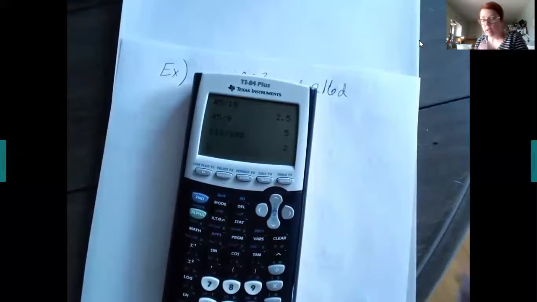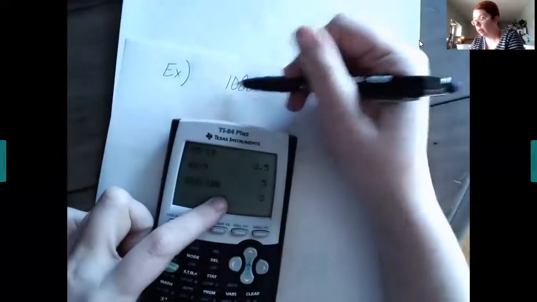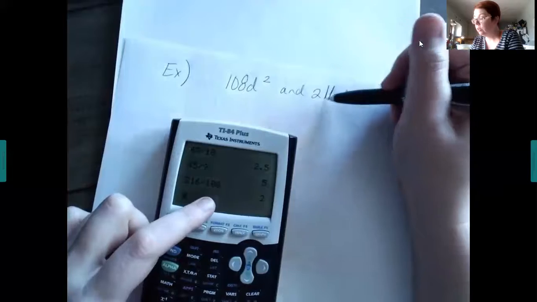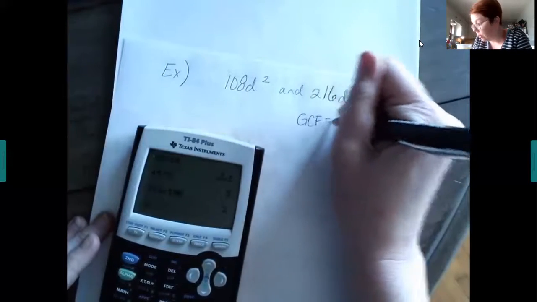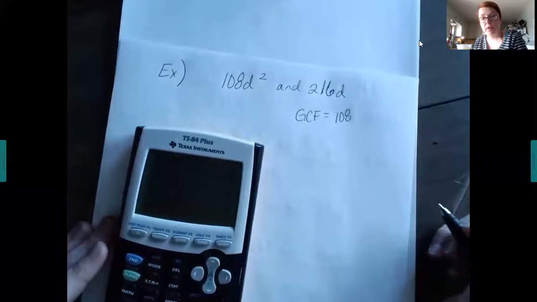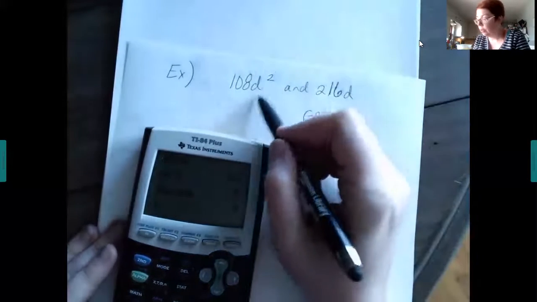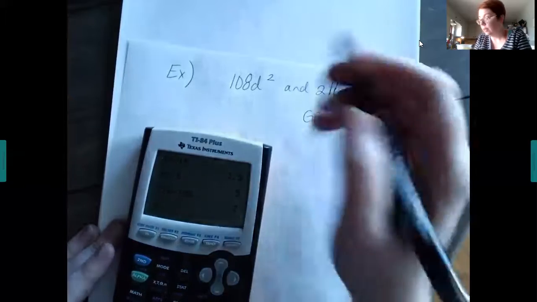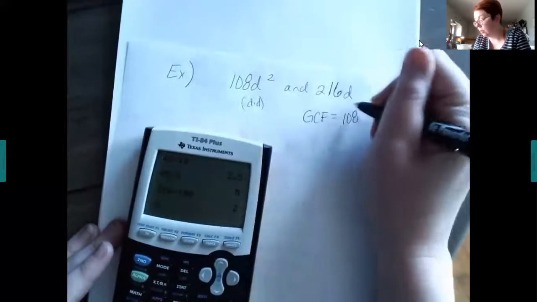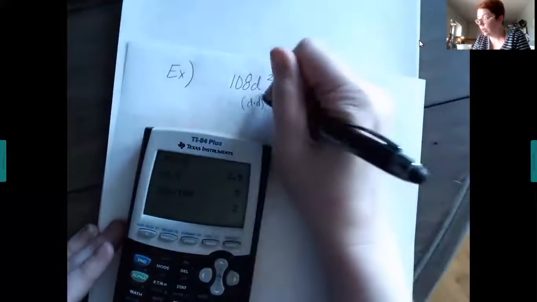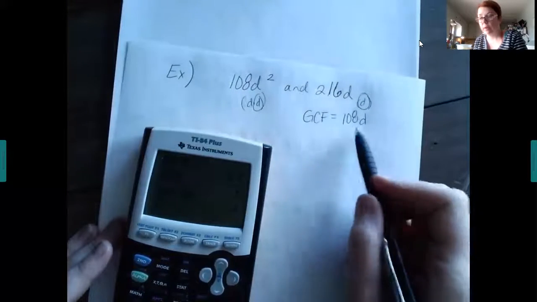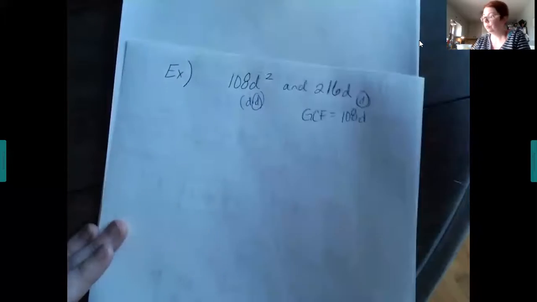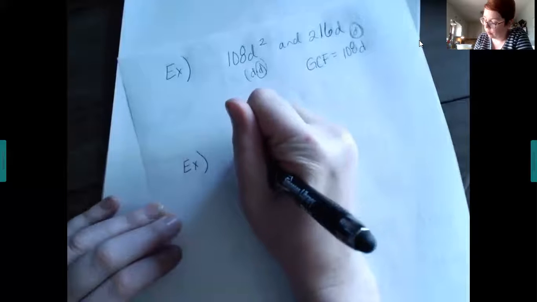Wow, we can. So I can divide 216 by 108. So that means, number-wise, the greatest common factor is 108. And then they both share d's. This has 2 d's. This only has 1 d. They only share 1 in common. So our greatest common factor would be 108d. Okay, and let's do one more.